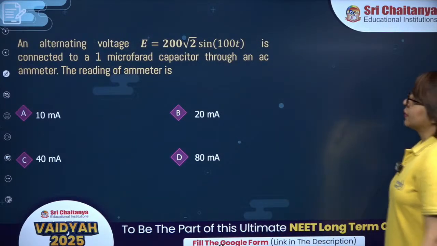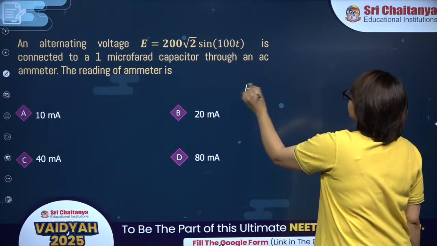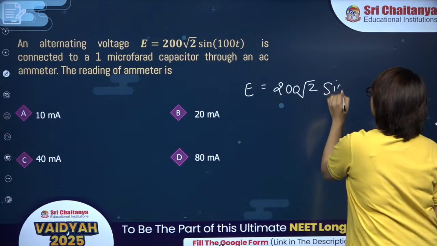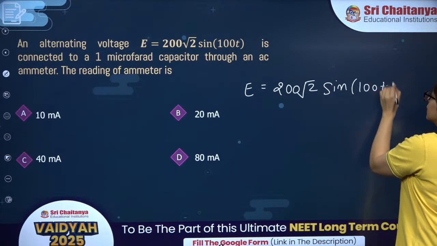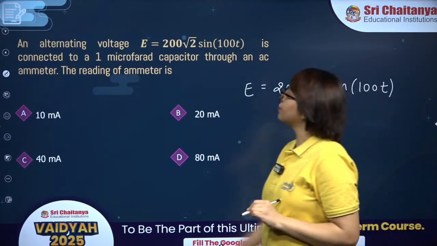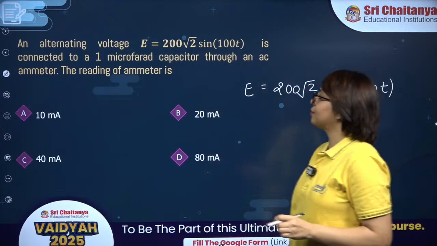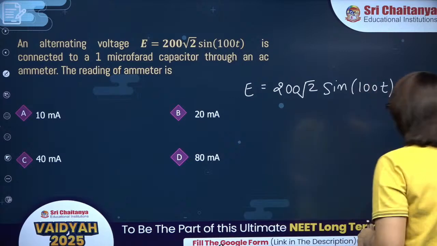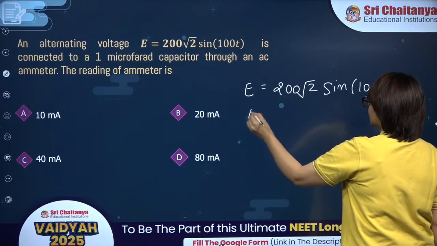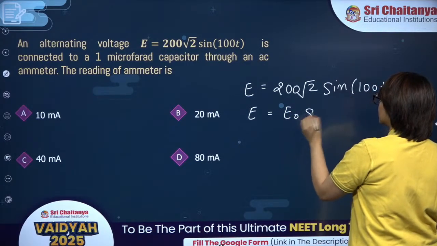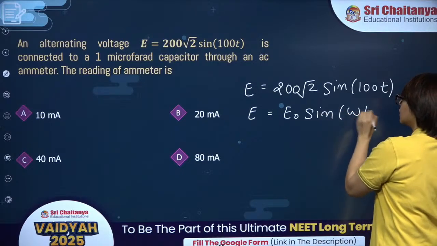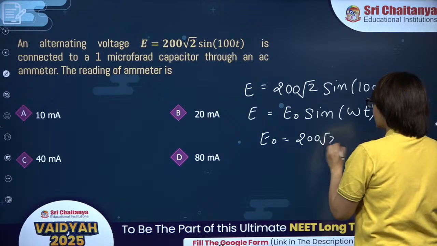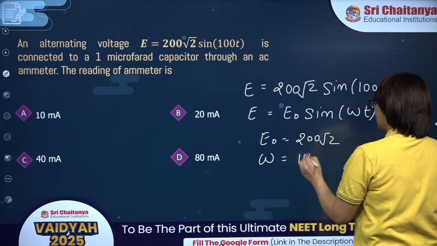Chaliye, next is this one. An alternating voltage equal to 200 root 2 sine 100 t is connected to a 1 microfarad capacitor through an AC ammeter. The reading of ammeter will be, well done beta, you have to find the reading of ammeter. So you can compare this with the standard equation. E naught is 200 root 2 and omega is 100.